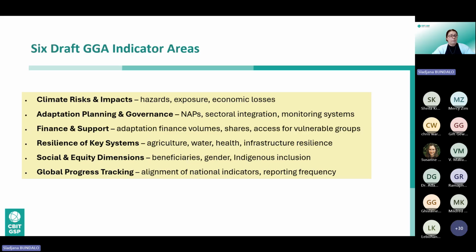So these draft areas and indicators, as you may already be informed, are still under negotiation, but at this point, they represent an important step towards operationalizing the global goal on adaptation and building a shared framework for adaptation monitoring, aligning the adaptation actions, and also for tracking and reporting global progress for adaptation.